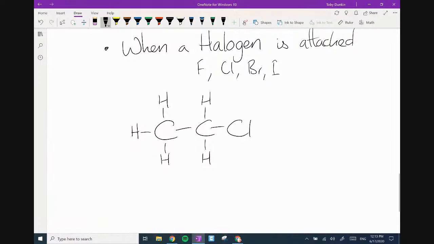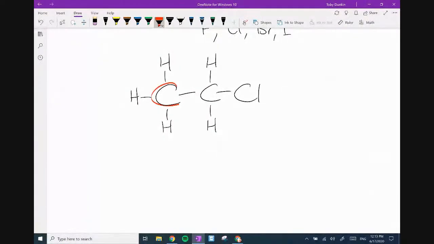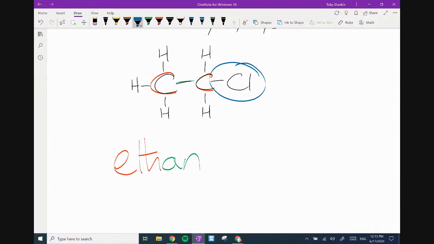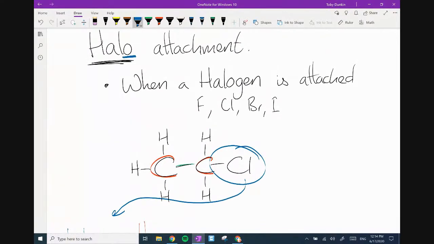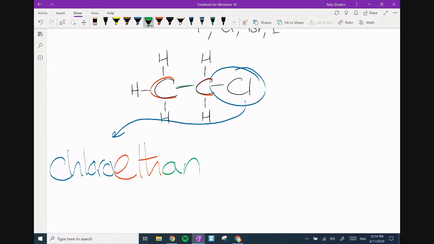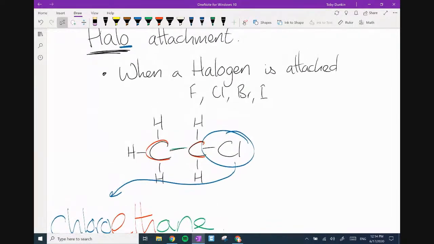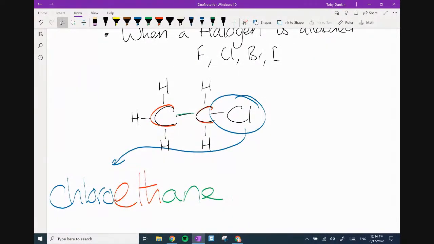So this here is, let's build the name. Stem name: eth. All single bonds, so an. Attachments. We're now doing an attachment, and this is where the name of the family is useful. It goes at the beginning, and it becomes chloro, hence halo. Then the e drops back in to finish the name. That there is chloroethane. So we're just looking for attachments. This is called a prefix, by the way. The halo attachments are called a prefix. The alcohol attachment is a suffix, if you're interested.